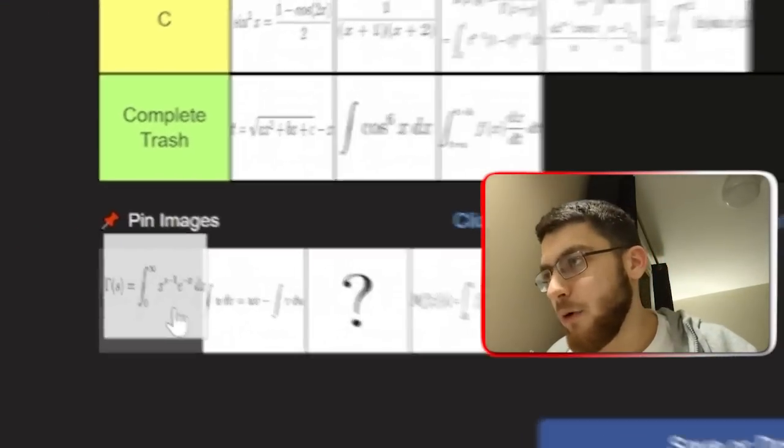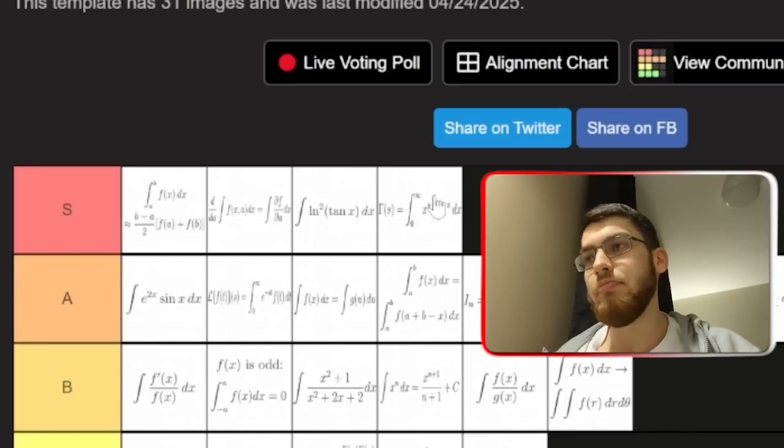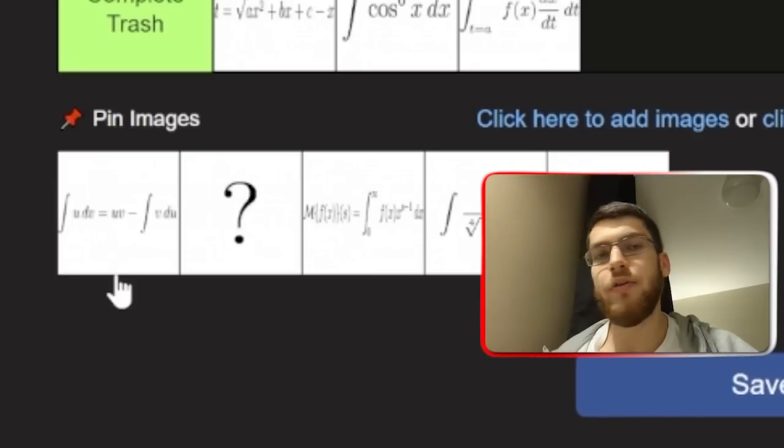Next, we've got the gamma function, which is very useful. And it's also quite satisfying because it's actually just the factorial function as well. So yeah, put it in S tier. I mean, it's very useful, very satisfying, so what other tier for it?